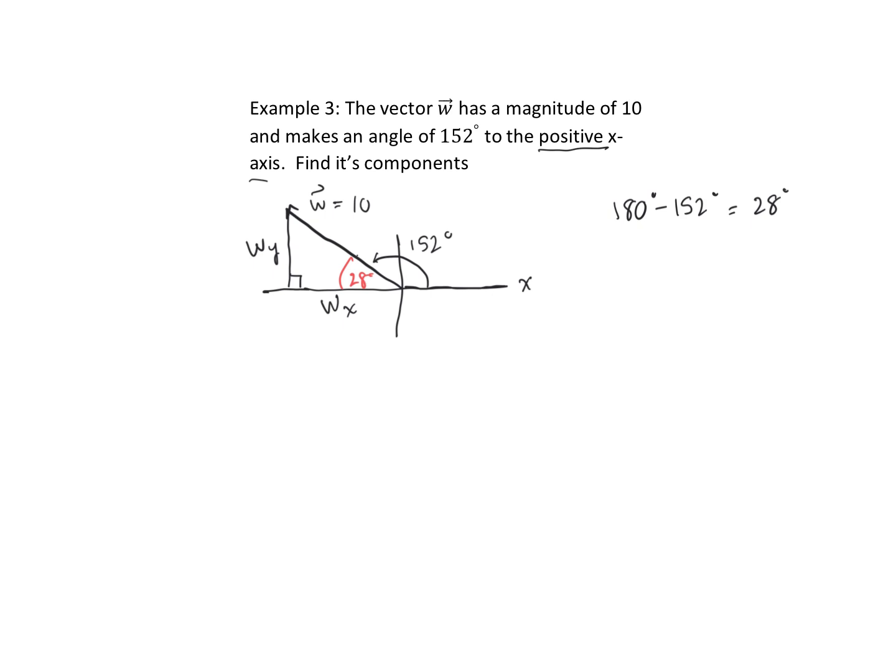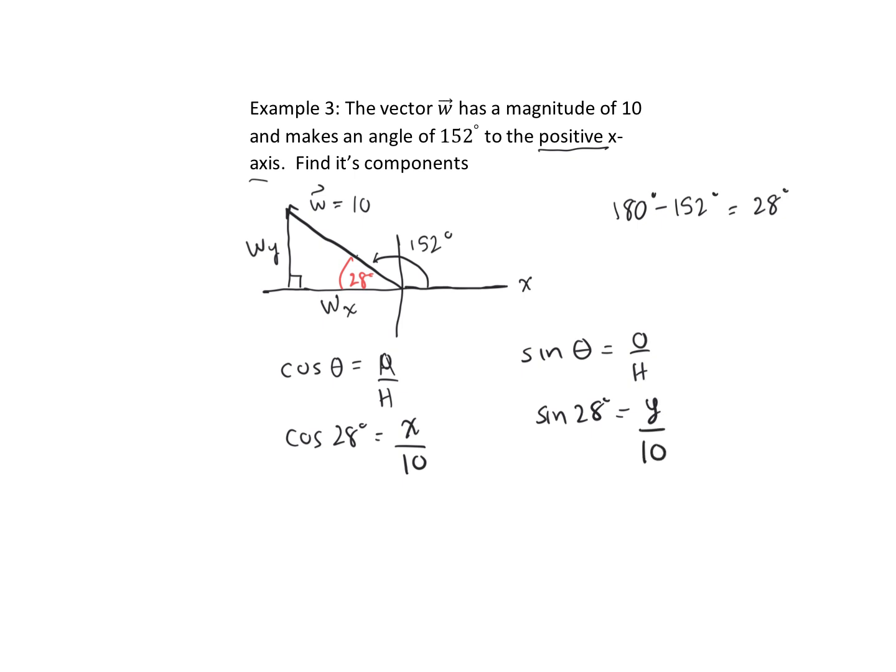The x component is adjacent to the angle, so we're going to use cosine, adjacent over hypotenuse. The angle that we are given is 28, the adjacent side is x, and the hypotenuse is the magnitude of 10. The y component is opposite, so we can use sine. The angle, again, is 28, opposite is the y value, and we will use the magnitude of 10.